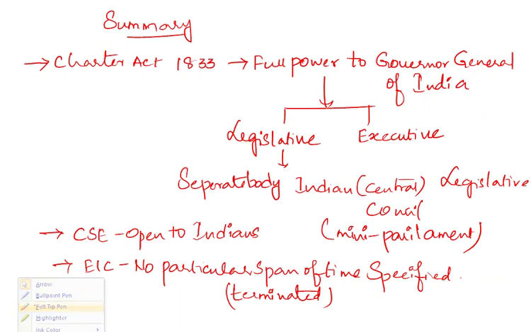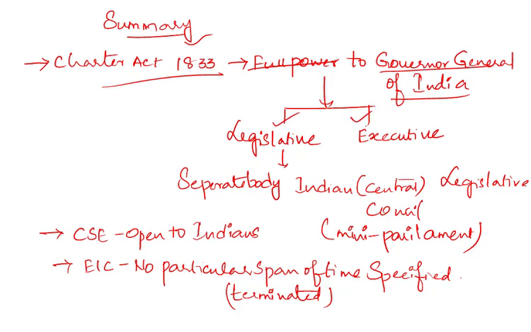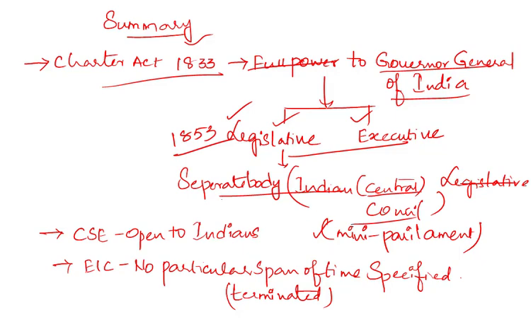We will see the summary of the Charter Act of 1853. The Charter Act of 1833 gave full powers to the Governor General of India, the executive and legislative powers. To make things simple, the Charter Act of 1853 for the first time separated legislative and executive functions and created a separate body called the Indian or Central Legislative Council, or mini parliament. The act also allowed local representation to this legislative council. The civil service examination was open to all, including Indians.